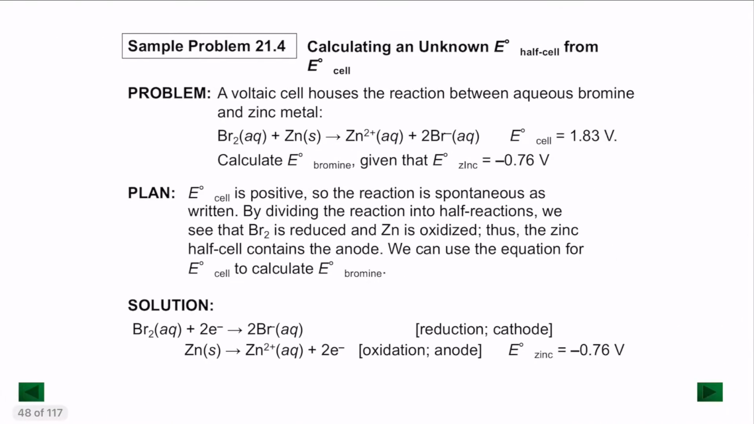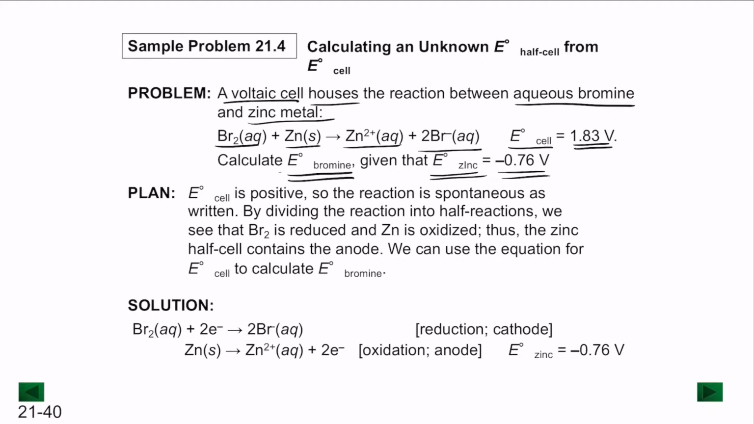Now when you calculate the value, let's say for example you have a problem here. A voltaic cell houses the reaction between aqueous bromine and zinc metal. So you have bromine plus zinc gives you Zn2 plus 2Br minus. The total cell potential is 1.83, and they are asking you to calculate the cell potential of bromine while the zinc potential is given as negative 0.76. First things first to remember here is to take into consideration which one is oxidation and which one is reduction. Zinc here is losing electrons and bromine here is gaining electrons.